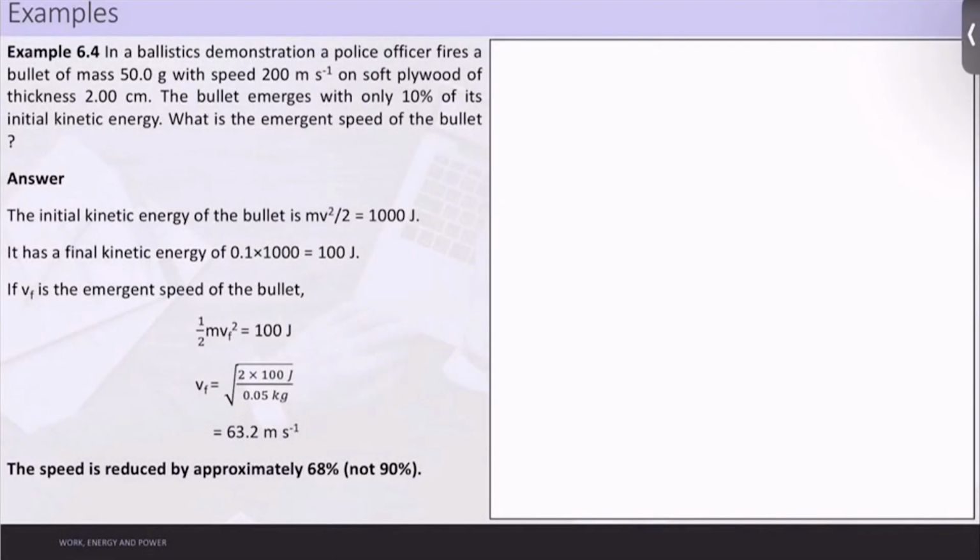Fine. That thing being said, now let us understand another example based upon your kinetic energy concept. In a ballistics demonstration, a police officer fires a bullet. So let us say that this is a bullet here and it is being fired. The mass of this bullet is given. M is given to you as 50 grams. What is 50 grams in kgs? It is nothing but 50 into 10 to the power minus 3 kgs.